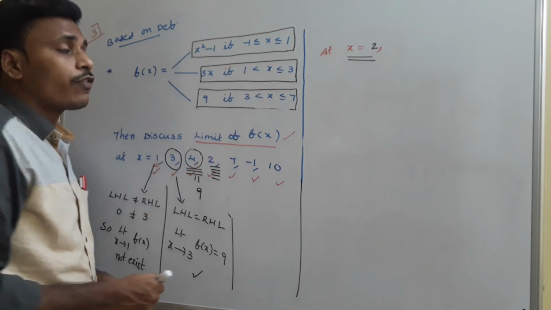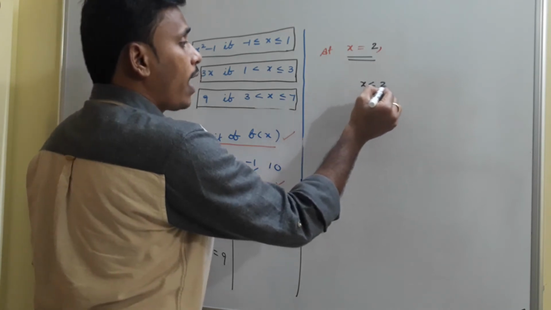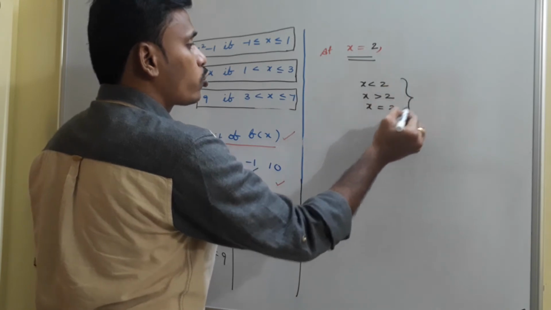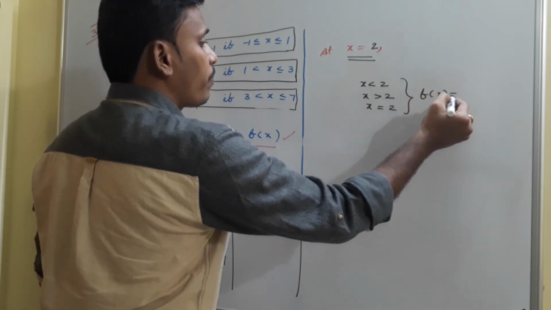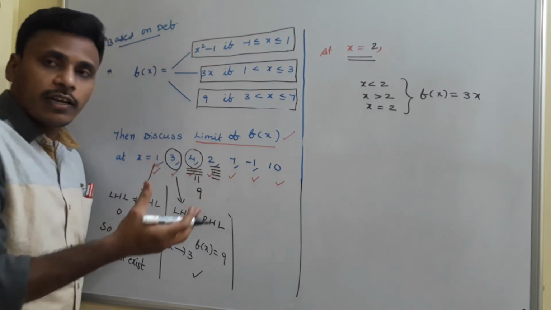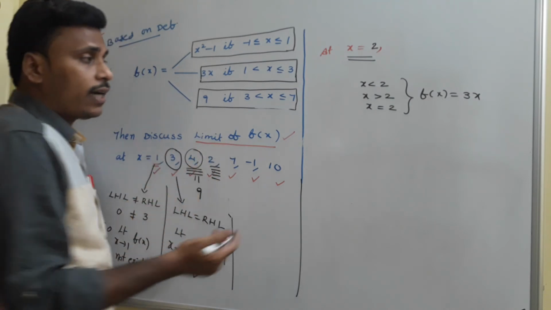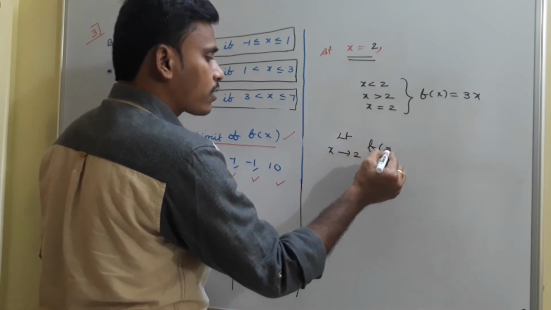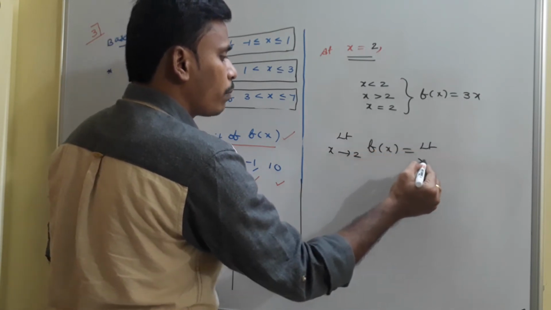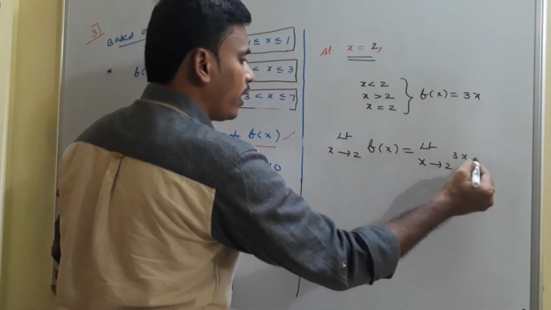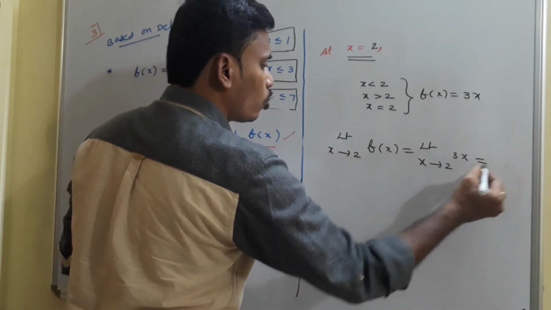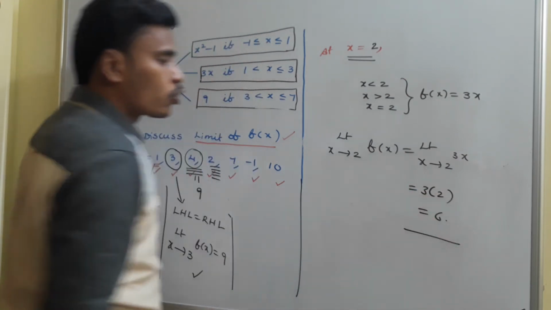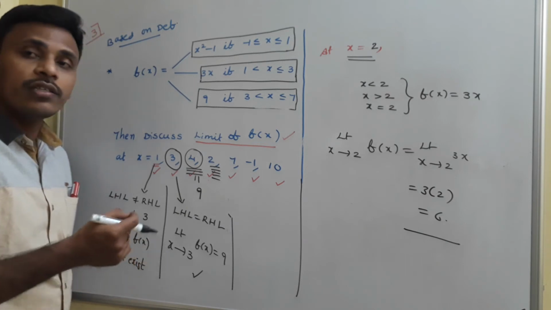So the function definition is not changing before and after. As x less than 2, as x greater than 2, as x is equal to 2, the function definition is the same, 3x. Since the function definition is the same before and after that, no need to discuss left and right, directly write limit x tends to 2 of f of x, which is simply nothing but limit x tends to 2 of 3x, equal to 3 into 2. Okay, and that 3 into 2 is 6. So the limit value at x is equal to 2 is 6.